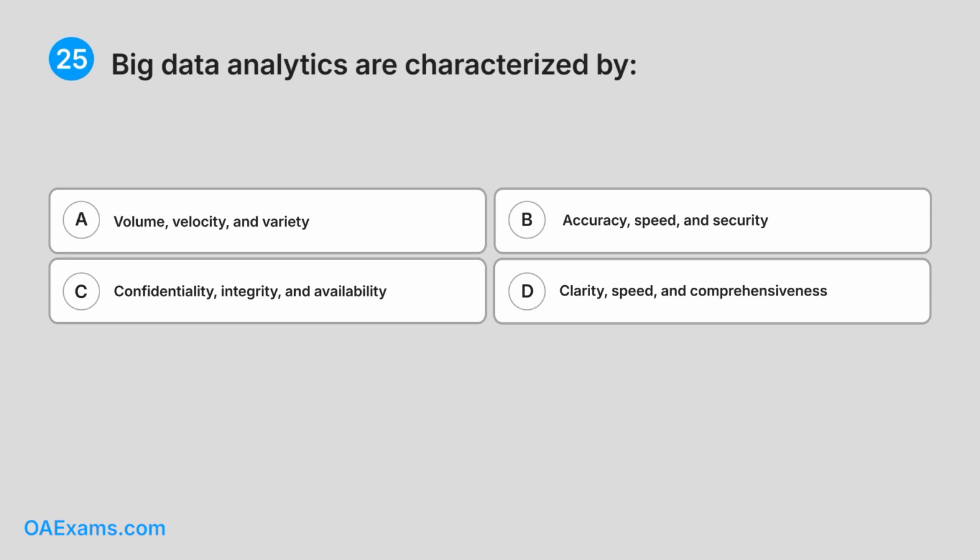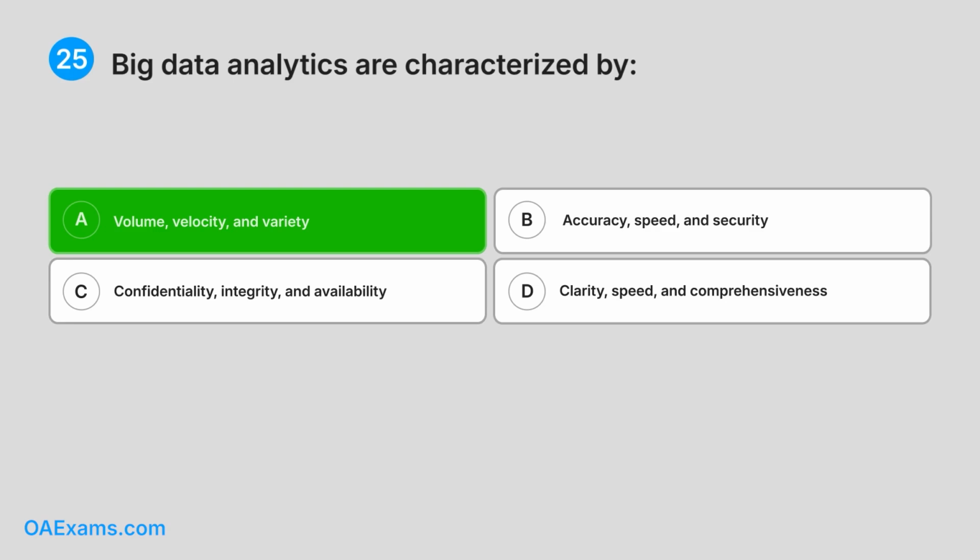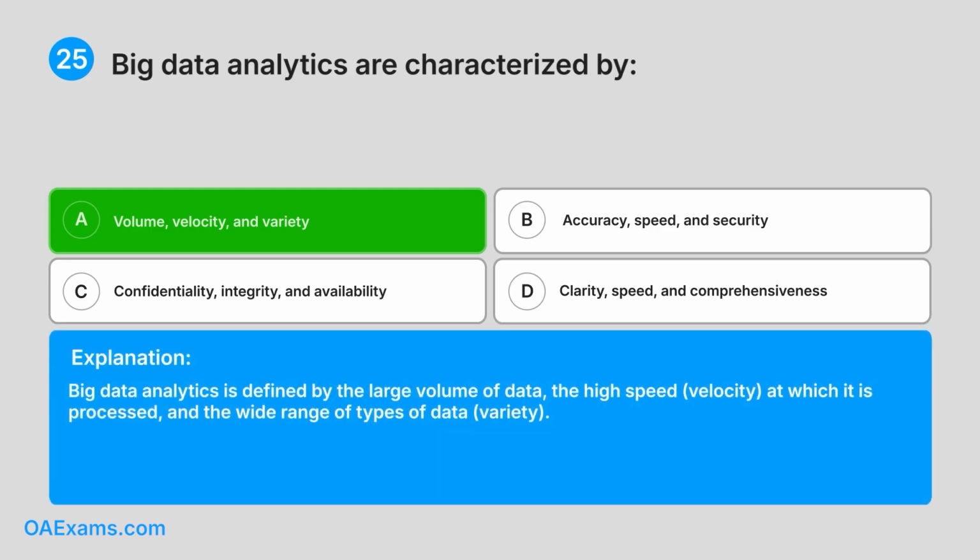Correct answer. A. Volume, velocity, and variety. Explanation: big data analytics is defined by the large volume of data, the high speed, velocity, at which it is processed, and the wide range of types of data, variety.